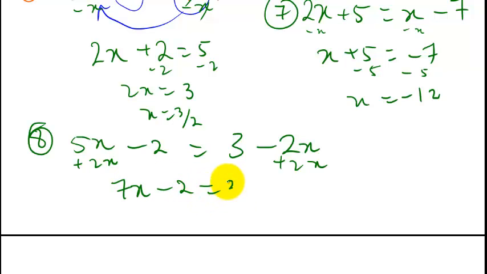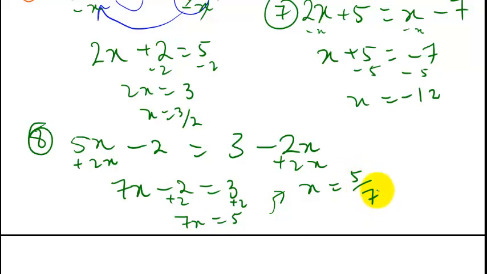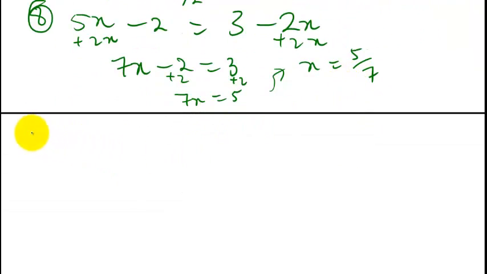7x take away 2 is equal to 3. How do I get rid of this 2? Plus 2. Then how do I get rid of the multiply by 7? Divide by 7. Alright, let's go to number 9. Are we okay with this better now?